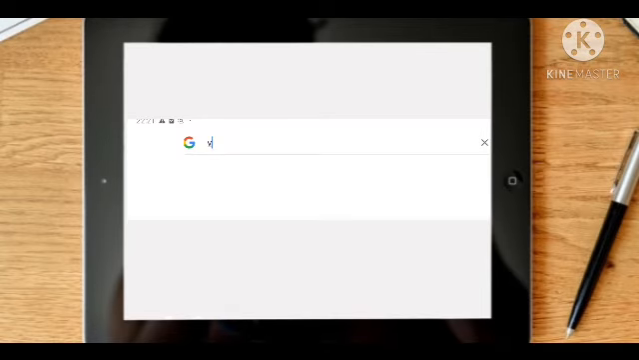Go to Google Chrome and write virtual labs.